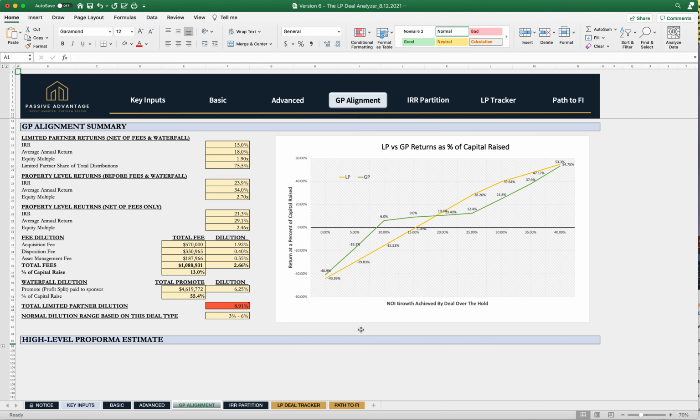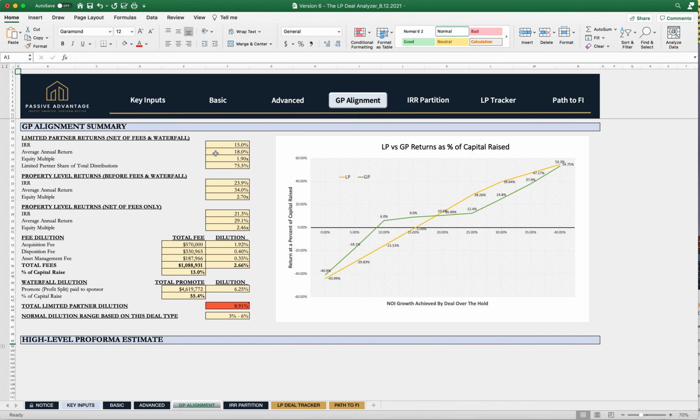Within the GP Alignment tab, you can see a breakdown of the limited partner returns net of fees and waterfall. This is the typical returns you would see or be given at a deal, specifically in relation to the IRR, or internal rate of return, equity multiple, average annual return, etc.